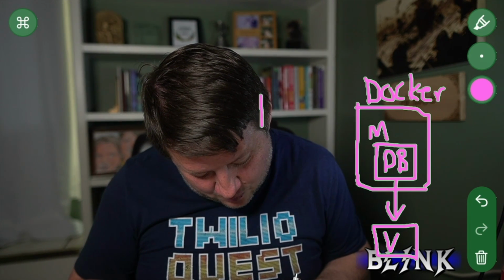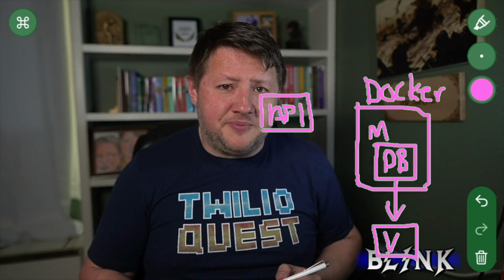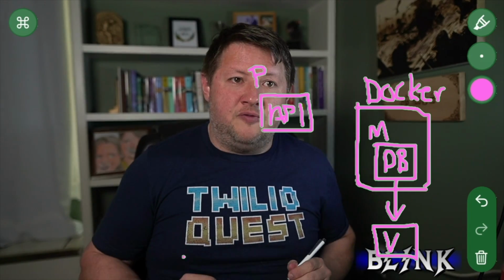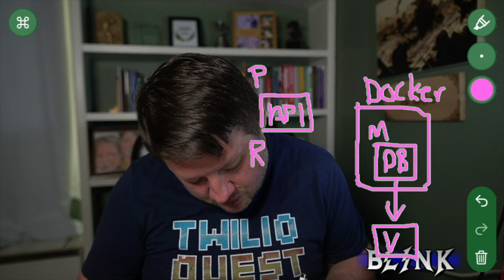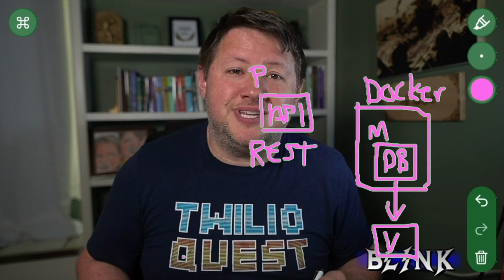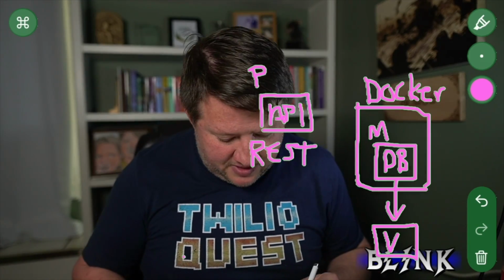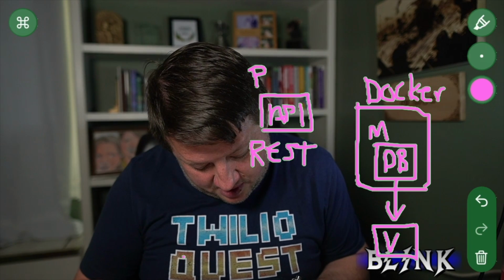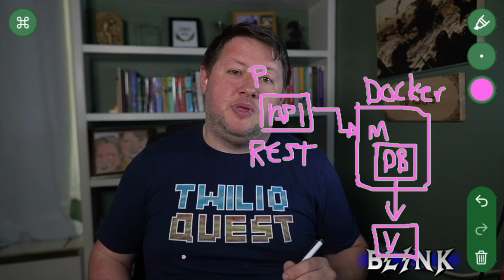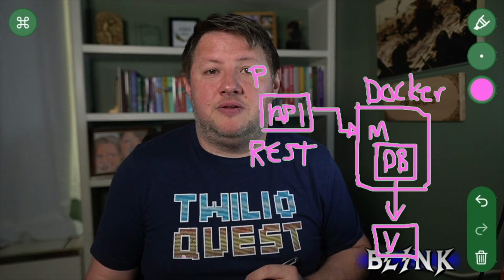So the next thing that we'll actually be building here is an API. And we'll be doing this in Python, so I'll put a little P over it. This will be a REST API that we will build. Representational State Transfer, REST API. Okay, so the API is going to be the way that we interact with our data. The only way into or out of the database is using the API.